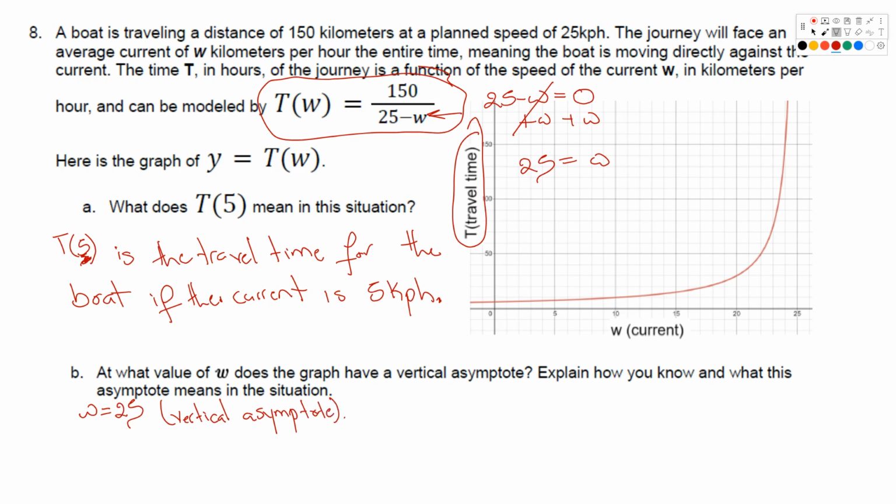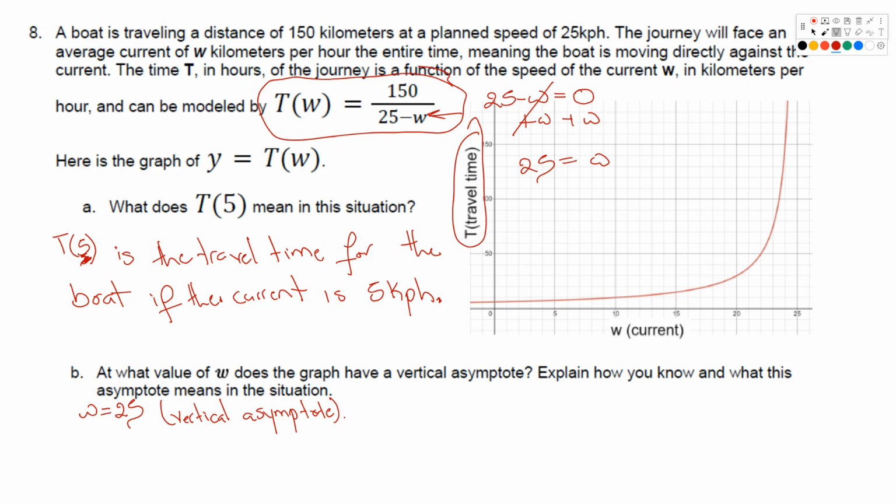That's our vertical asymptote. If you look at the graph too, and even if you want a better look at the graph, you can always put it in Desmos, and you will notice where your asymptote is located. So we know that our asymptote is at W equal 25, but it says explain how you know what the asymptote means in the situation.